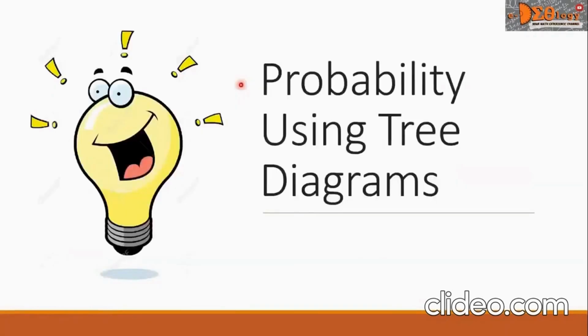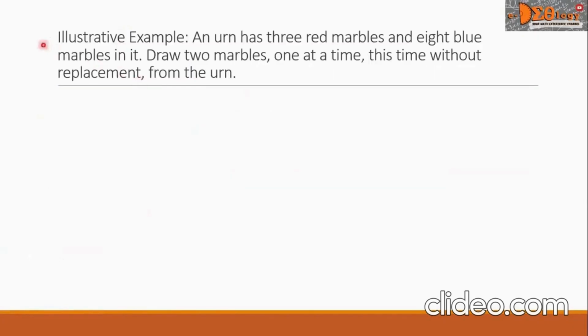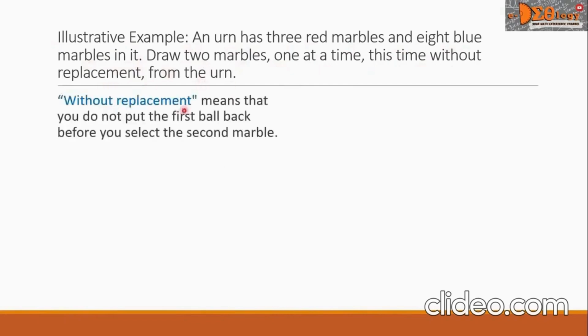Let's go now to probability using tree diagrams. Let us have an illustrative example. An urn has 3 red marbles and 8 blue marbles in it. Draw 2 marbles, one at a time, this time without replacement, from the urn. Without replacement means that you do not put the first ball back before you select the second marble.